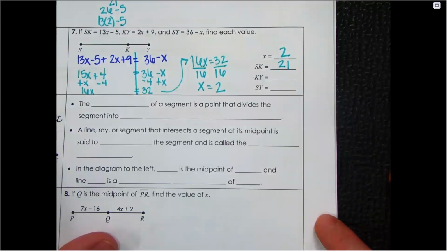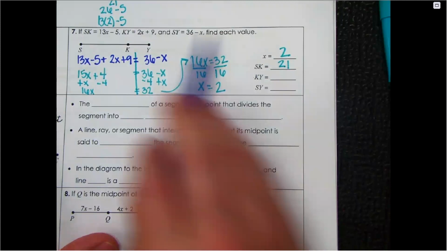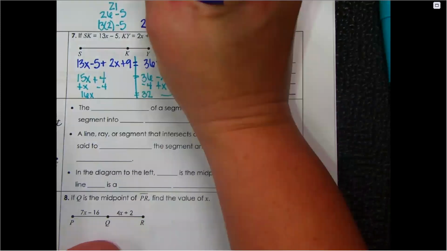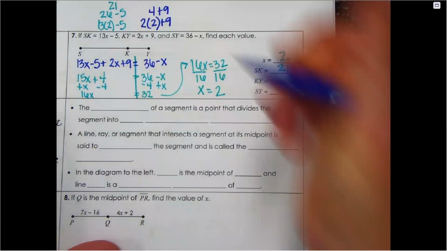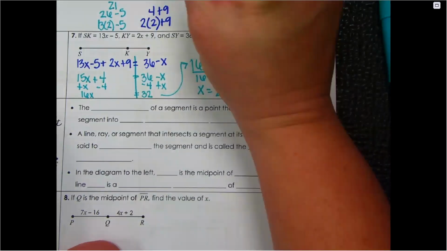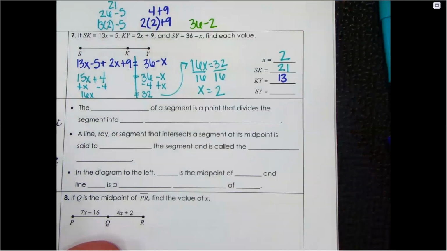All right, the distance between KY, you got to plug in your 2. 2 times 2 plus 9. 2 times 2 is 4 plus 9 is 13. The distance between SY is 36 minus 2, which is 34. Everybody happy with that? Easy.